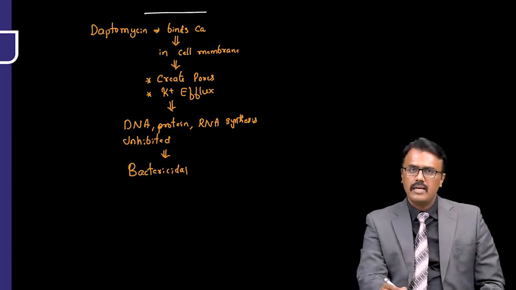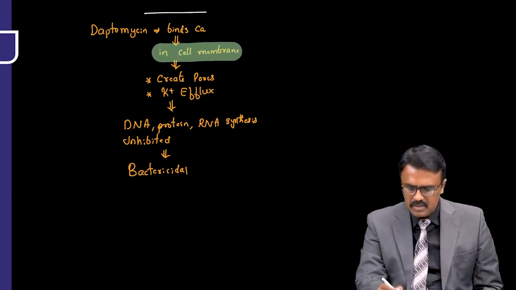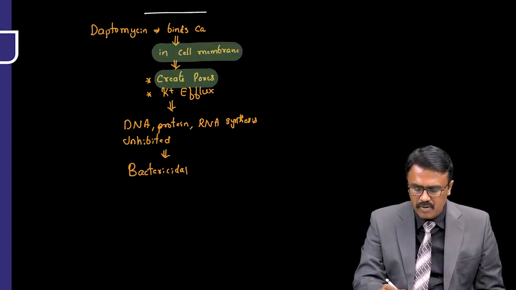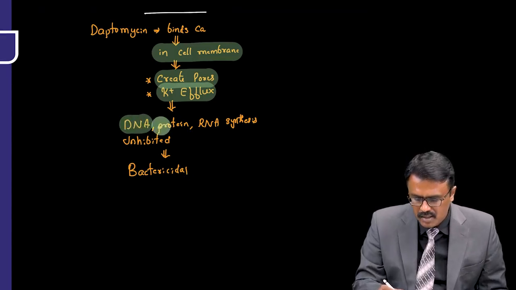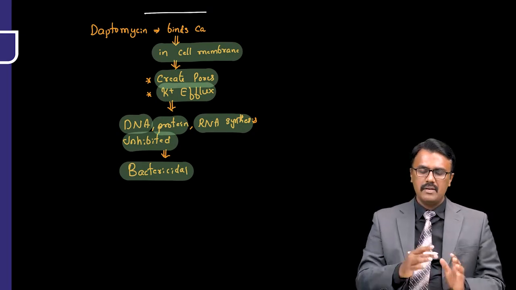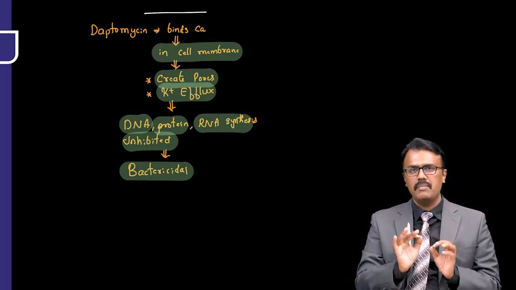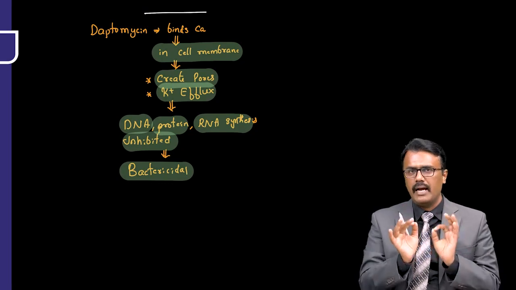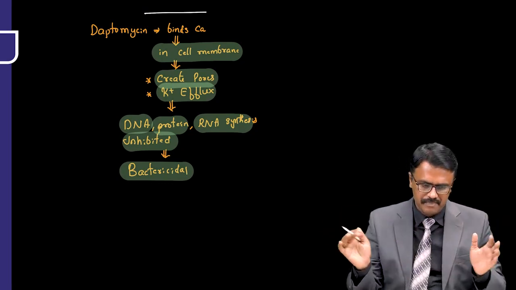Sir, you told it acts on the cell membrane. Yes, the major site of action is the cell membrane, but when it creates a pore, potassium efflux occurs, and DNA, protein and RNA synthesis is inhibited, so it is a bactericidal drug. That is the detailed mechanism of action. Simply remember, it's a bactericidal drug acting on the cell membrane. That's it. So bactericidal drug, you know the pharmacokinetics, you know the spectrum, mechanism of action.